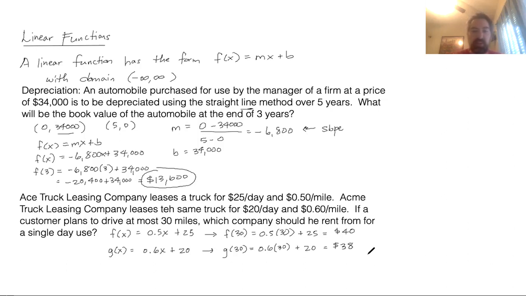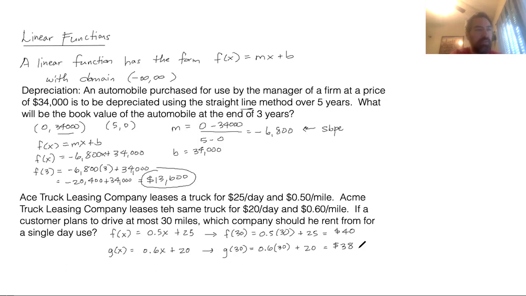All right, so based on our analysis here, we can see that the Acme Truck Leasing Company is going to be $2 cheaper. So we would go with the Acme instead of the Ace Truck. Now, even though we're getting charged more per mile with the Acme Truck Leasing Company, we're only going 30 miles, so it's working out better if we go with that Acme Truck Leasing Company.